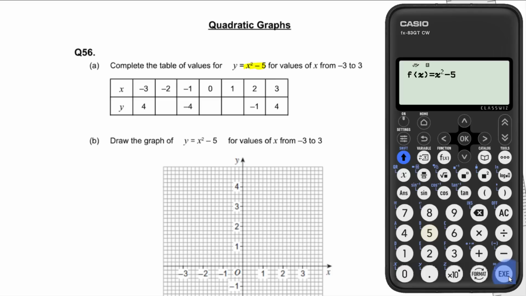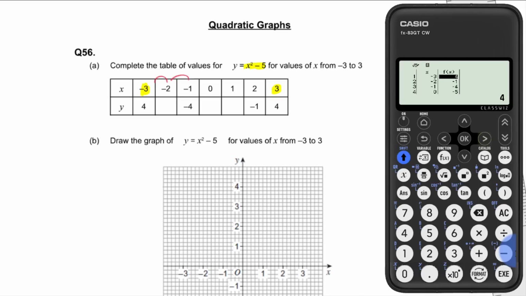And then after I've written the function in, I need to go back in and add in the range, okay? So I want to know where this table starts, stops, and what it goes up in. Now this table starts at -3, it stops at 3 and goes up in ones. So I'm going to type that in, that it starts at -3, it ends at 3, and it goes up in ones. Okay, and then you can see it's going to complete my table for me.